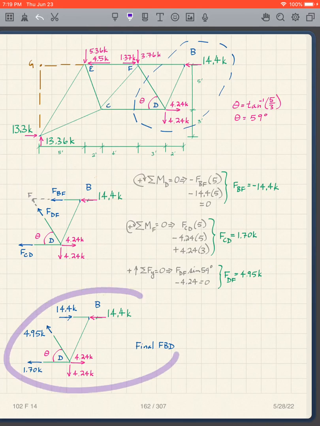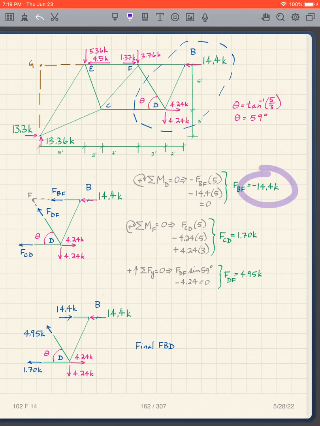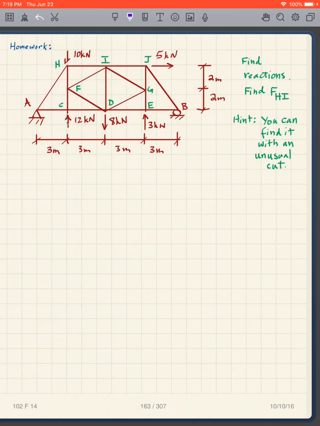This becomes then our final free body diagram. Again, we notice that's compression, tension, tension. So the compression one goes toward the point, away from the node, away from the node. It's the final free body diagram there. Okay, I'm going to pause there.